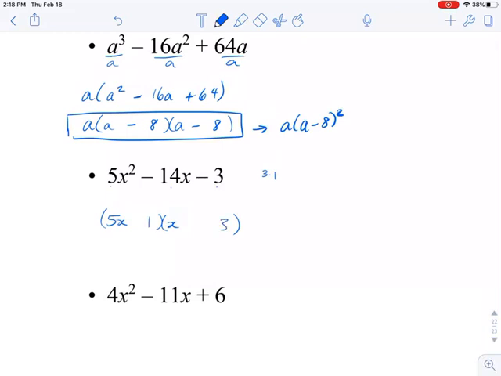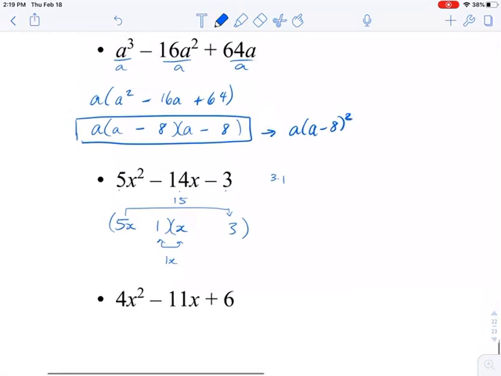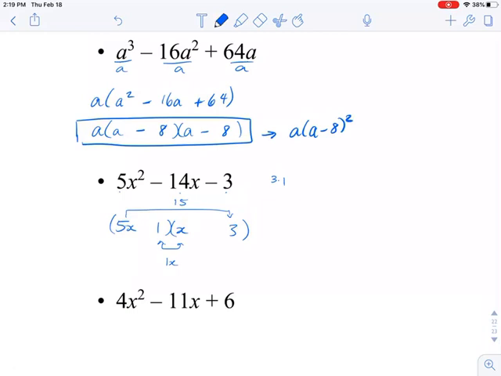1 and 3. Well, 5 times 3, my outer product, is 15, and that is 1x. Can I get to negative 14 using 15 and 1? I can. I need the 15 to be negative, which means that's going to be negative and that's positive. Just check your last term. Positive 1 times negative 3 does give us negative 3. So you don't need to include that stuff, but that's your answer.